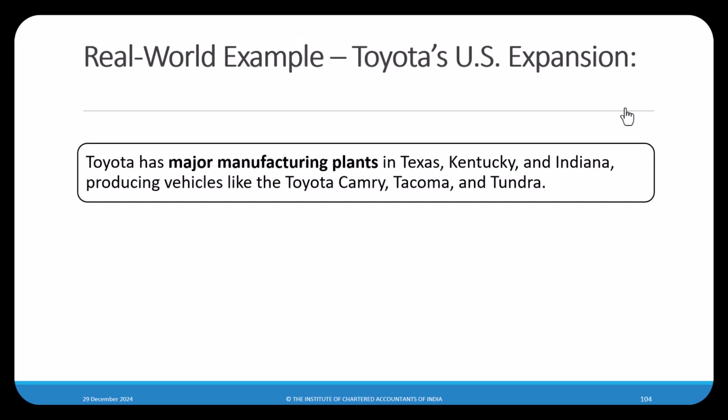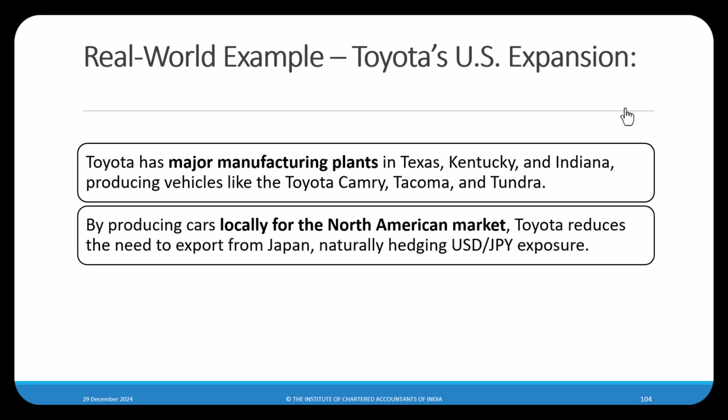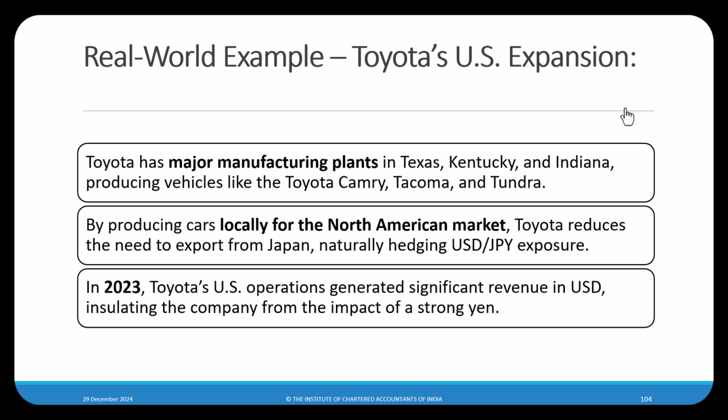Now, a real world example of Toyota again. Toyota has major manufacturing plants in Texas, Kentucky and Indiana, producing vehicles like the Toyota Camry, Tacoma and Tundra. By producing cars locally for the North American market, Toyota reduces the need to export from Japan, naturally hedging exposure. In 2023, Toyota's US operation generated significant revenue in USD, insulating the company from the impact of a strong yen.